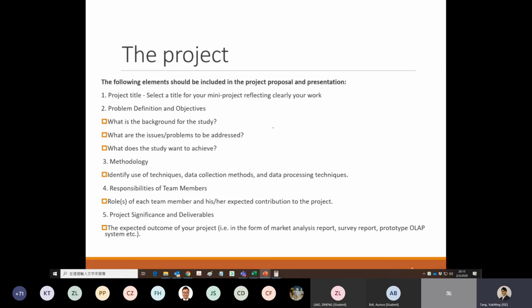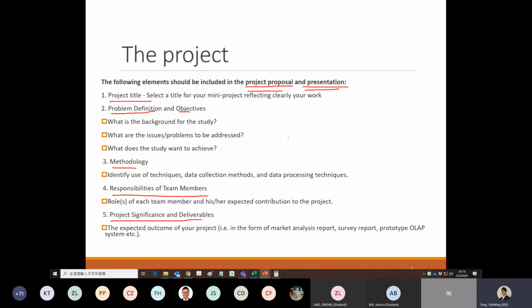After you come up with your topic, at the end of this subject you need to submit a project proposal and do the project presentation. I'm not sure how you can do the presentation, but later, after we know the arrangement from the university, we can confirm the days for the presentation. But remember that you need to do a project proposal and a PowerPoint for your presentation. For your project proposal, you can follow this format. First of all, what is the project title? What is the problem definition and objectives? What is the methodology and responsibility for each team member? And what are the project significance and deliverables?